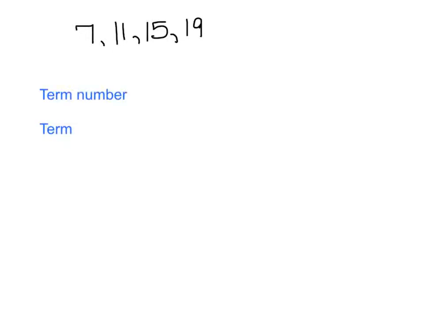I want you to consider this sequence: 7, 11, 15, and 19. What I want you to think of is this, and this is important. This is going to be a little different. You want to think of all 4 of these numbers, each term, as the output of a function. So I want you to think of it this way. I want you to think of like the first number in the sequence, the second number of the sequence, the third number of the sequence, the fourth number of the sequence. So the first term in the sequence is 7. The second term of the sequence is 11, 15, and 19.